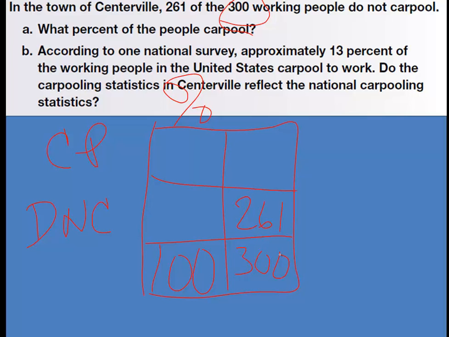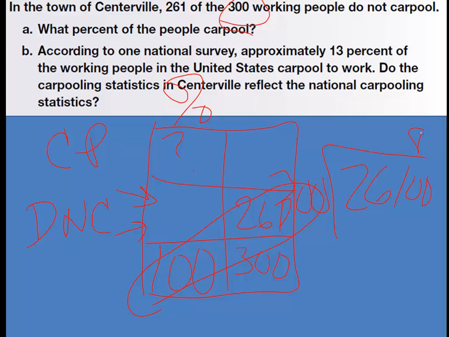Okay, so what percent of people carpooled? Well, in order to find out this up here, we've got to figure out this one here. And to do that, we have to cross multiply, okay, and divide by 300. And when we do that, you got 26,100 divided by 300. What's that going to be?